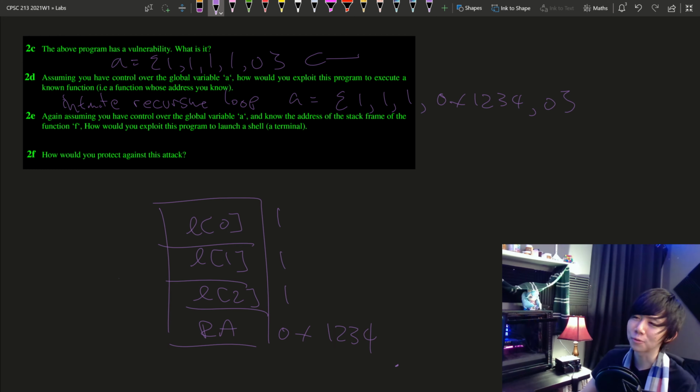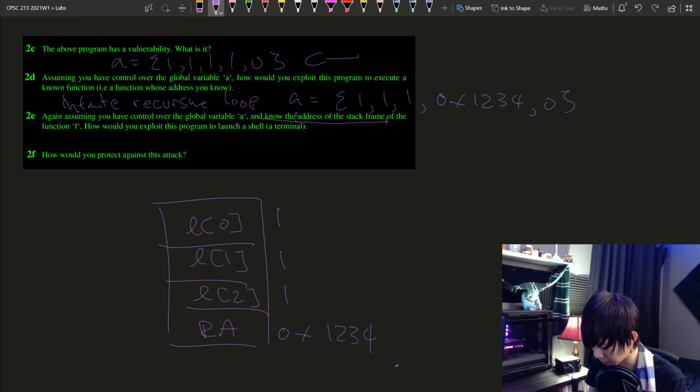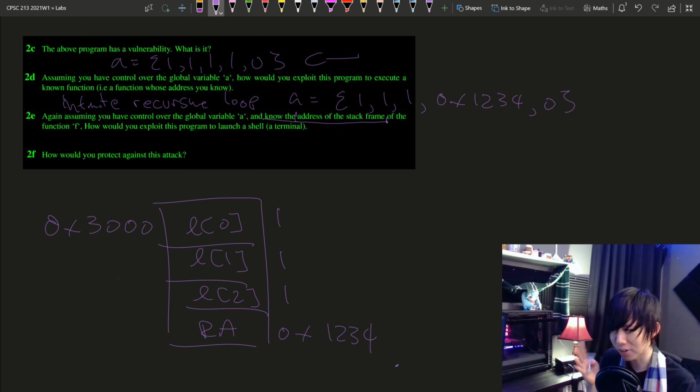Assuming that you have control over this array, and you know the stack address, how would you exploit this program to launch a shell? I mean, that's basically just the assignment. I want to highlight the words right here: suppose that you know the address of the stack frame. Let's say the stack frame is at 0x3000. It's actually very difficult to know the address of the beginning of the stack frame.